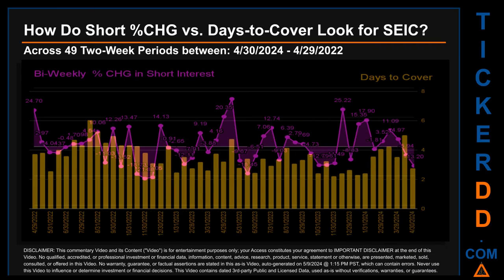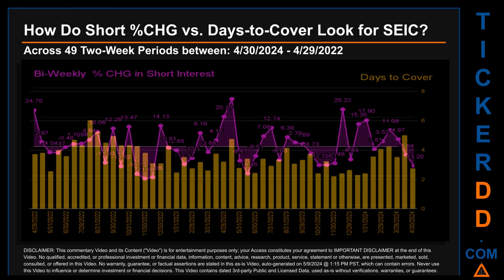Zooming out, I looked across 49 2-week snapshots, from latest found, April 30, 2024 to oldest found, April 29, 2022. In the graph, I overlaid bi-weekly percentage change in short interests against days to cover. Across these 49 2-week snapshots, the average percentage change of short interest was about 0.46%.